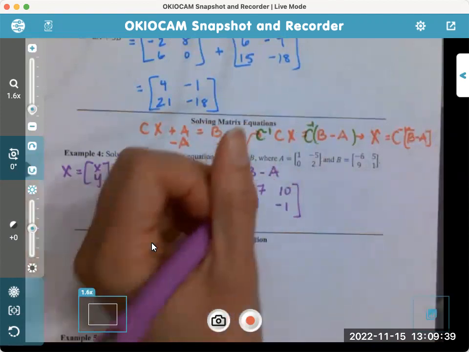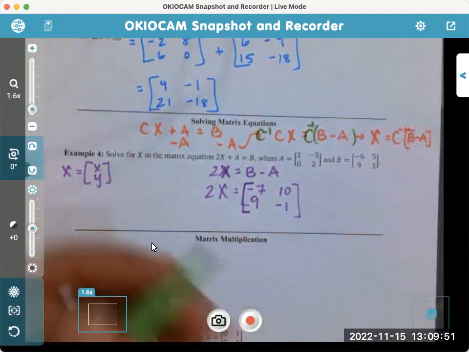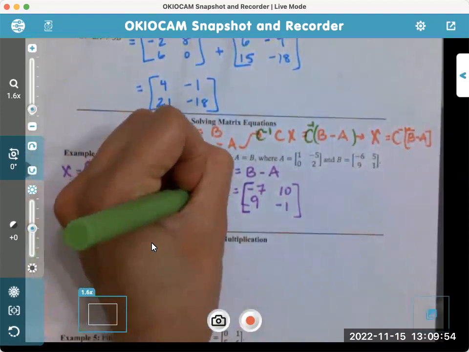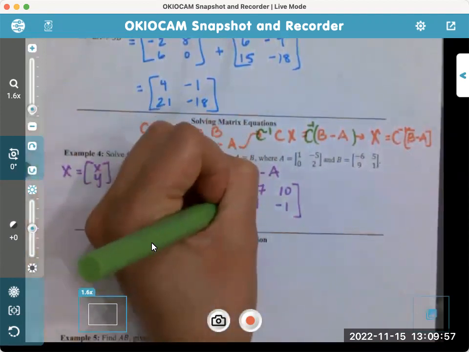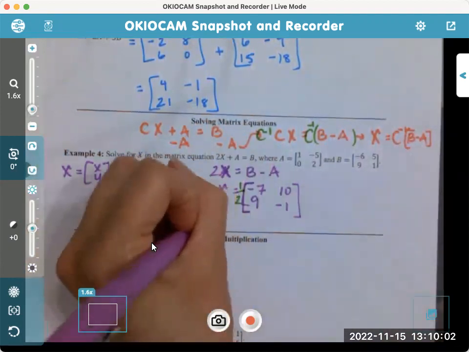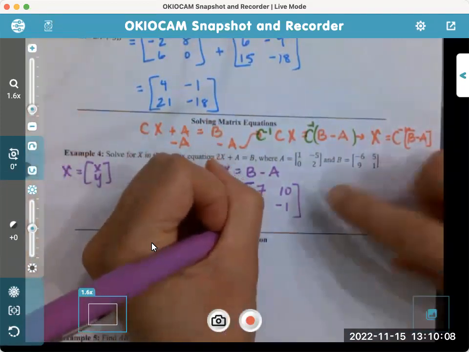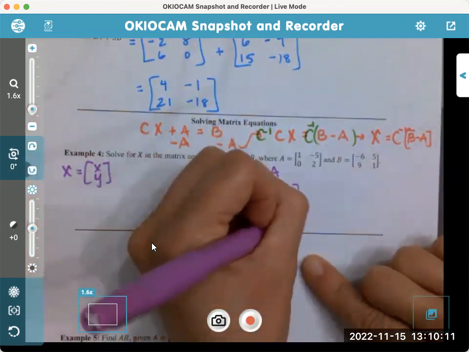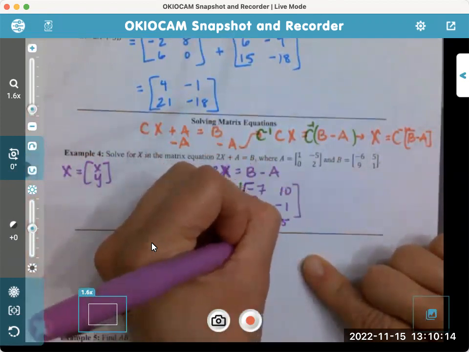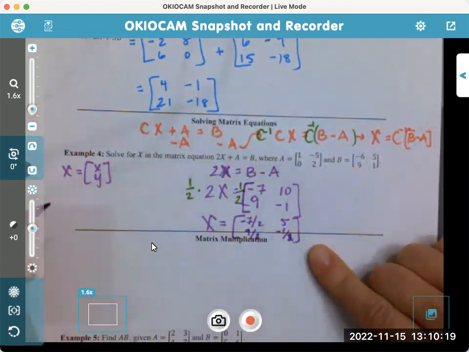Perfect. And now what's the opposite of multiplying by 2? Now I know you want to say divide by 2, but remember division doesn't exist. So we don't say divide by 2, but we say multiply by 1/2. And whatever we do to one side, y'all know we have to do to the other side. So the variable matrix x is equal to -7/2, 5, 9/2, and then -1/2. There you go.